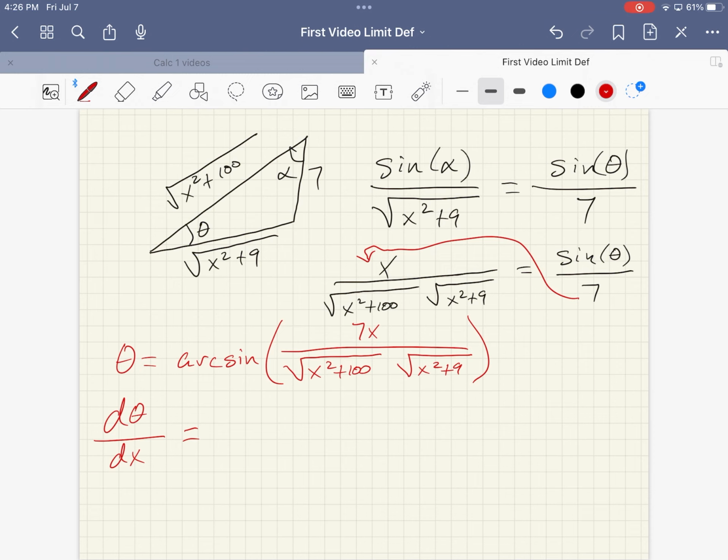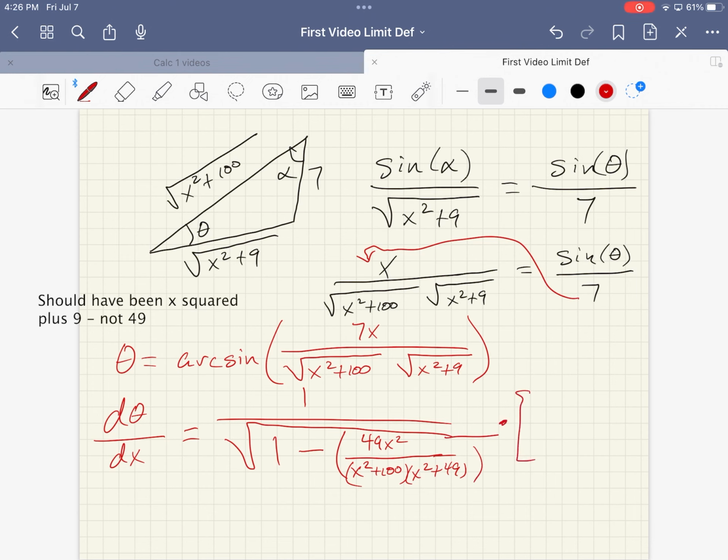Now, it turns out that this derivative is quite painful. Notice you have to take the derivative. You're going to use the chain rule and product rule. But you have to take the derivative of arc sine, which is going to be 1 over. So what we're going to wind up with is 1 over the square root of 1 minus this whole thing squared. So notice what you're going to get. You're going to get a 49x squared over this times this, which is going to be x squared plus 100 times x squared plus 49.